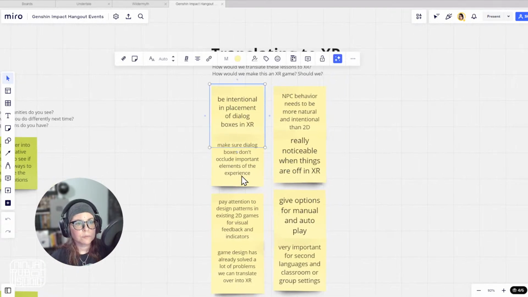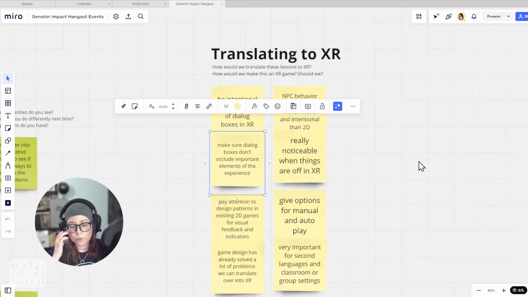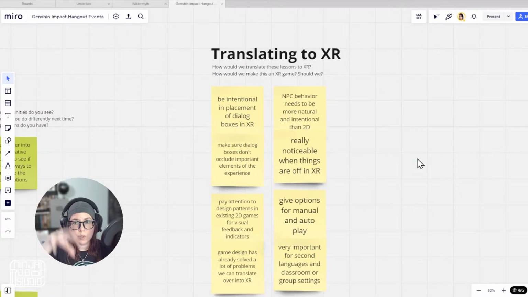So be intentional about the placement of the dialogue boxes in XR, because we want to make sure that we're not obscuring the view, and that we're not occluding important things within the environment, and that we can still see the characters that we're talking to without blocking our view of things. So dialogue placement is very important.